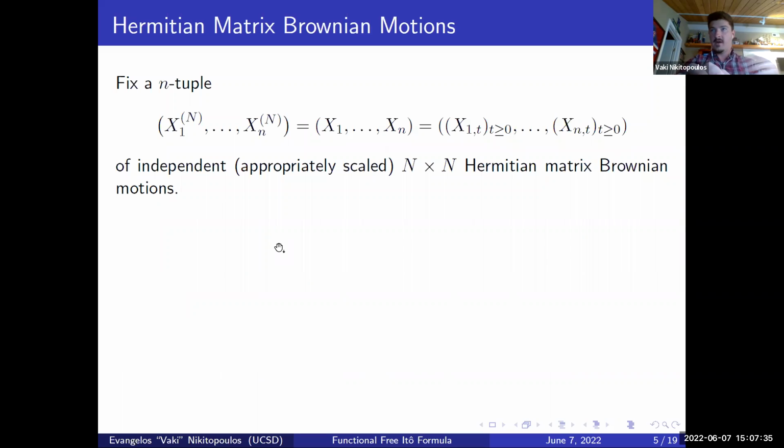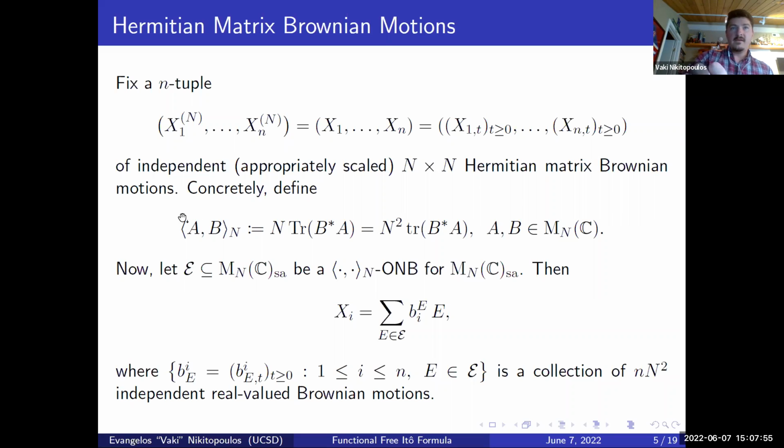Okay, to start talking about what kinds of processes M will be concerned with, I'm going to fix a little n tuple of independent big N by N Hermitian matrix Brownian motions. I'll be a little bit more concrete about this in just a second.